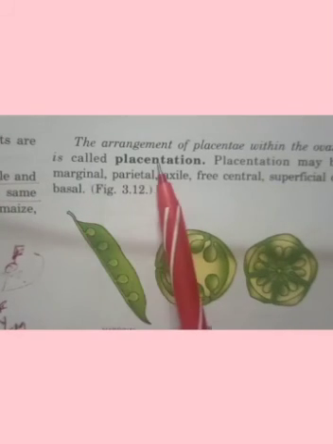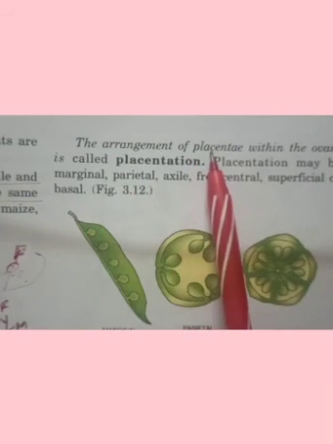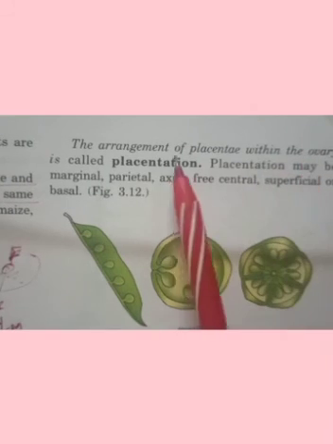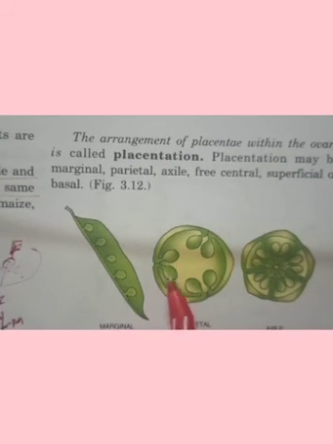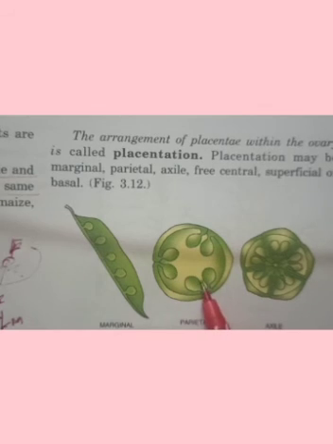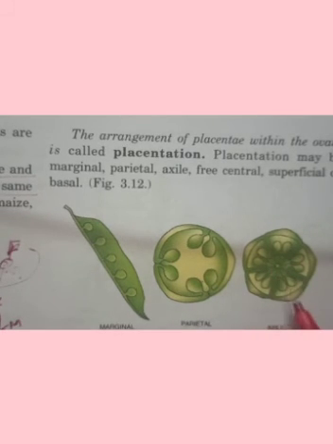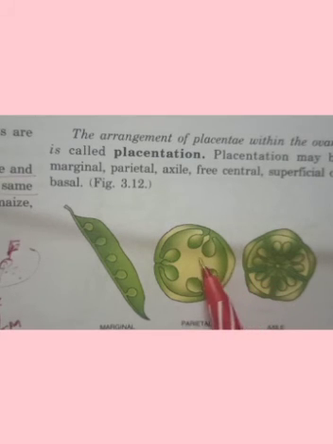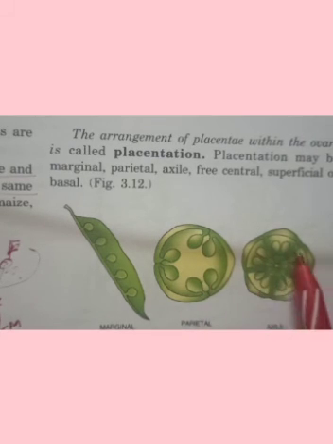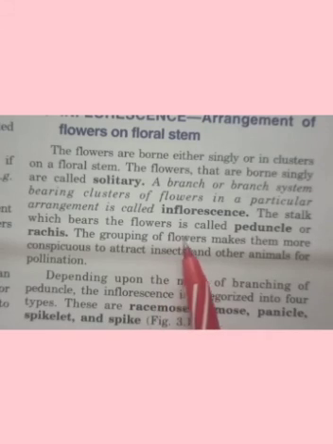Next, what is placentation? Arrangement of placentae within the ovary is called placentation. Actually, you have seen different types of fruits. Some of them contain 3 placentae, or some of them contain 5 placentae. So the arrangement of placentae within the ovary is called placentation.